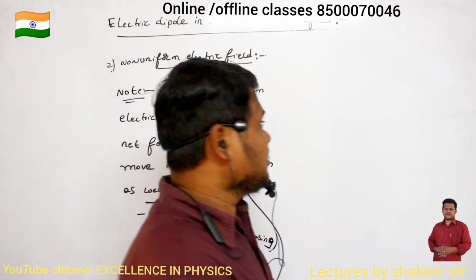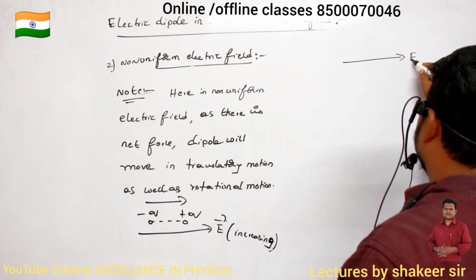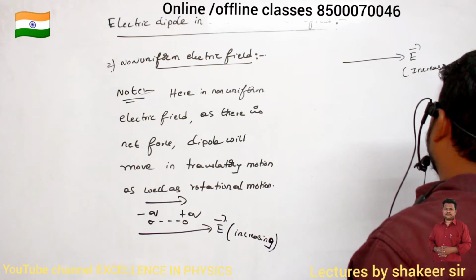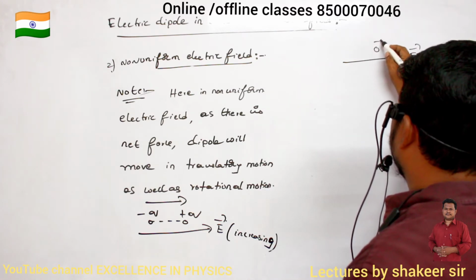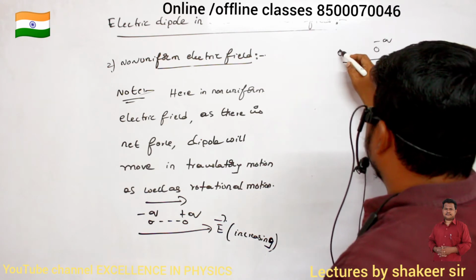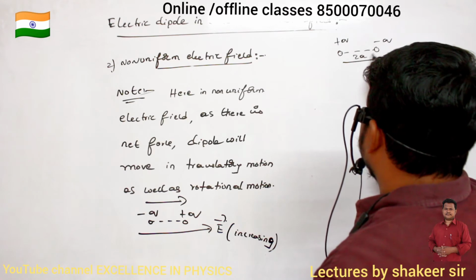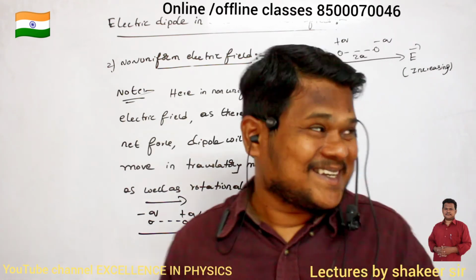Okay, I will write one more condition. One more condition is this electric field, which is again increasing. Clear? Now I will place a dipole like this. So this is my negative charge. This is my positive charge. Both are separated by a distance of 2a. Now in this condition, in this direction.